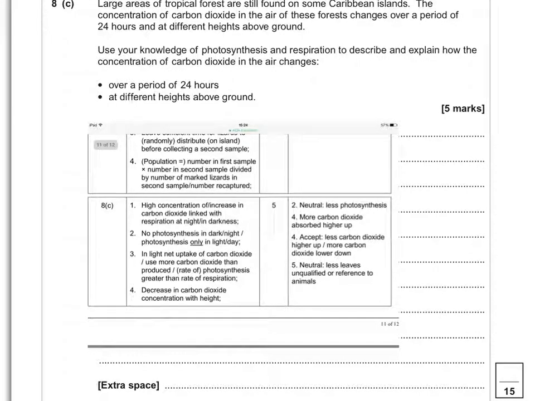So the kind of answers you were looking at was basically a higher concentration, an increase in carbon dioxide linked to respiration in the night. There's no photosynthesis in the dark because it's over the period of 24 hours. In light, there's a net uptake of carbon dioxide, as they use more carbon dioxide. And at different heights you need to talk about different concentrations of carbon dioxide as well. And there's a fifth one: at ground level, there's less photosynthesis, less light, and more microbes producing carbon dioxide. More difficult question, that, but a good discriminator.